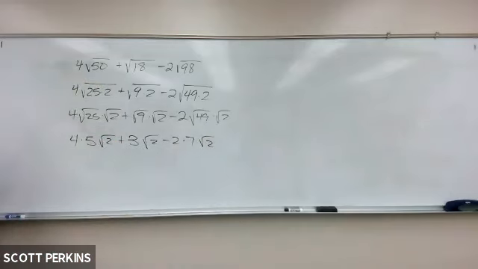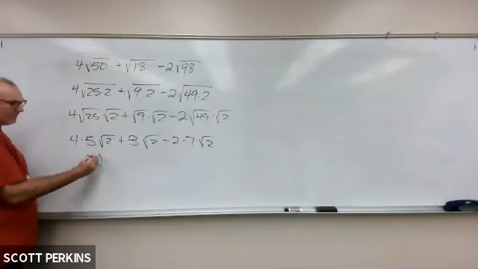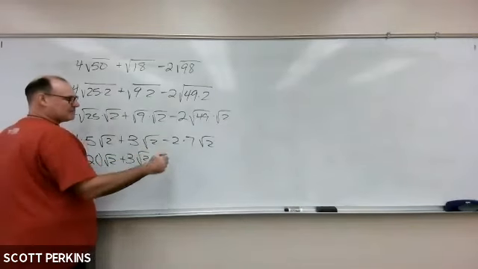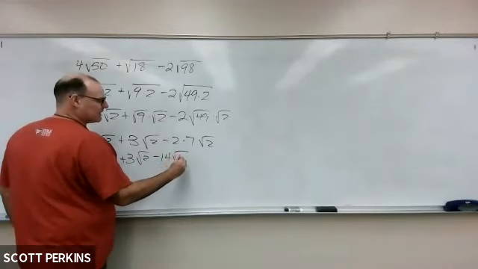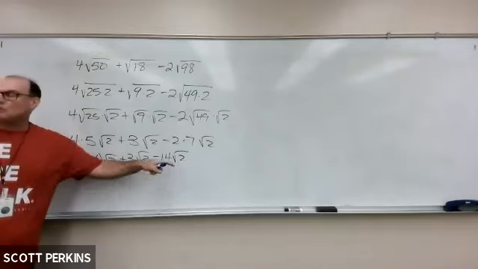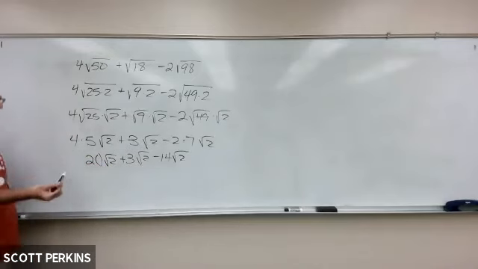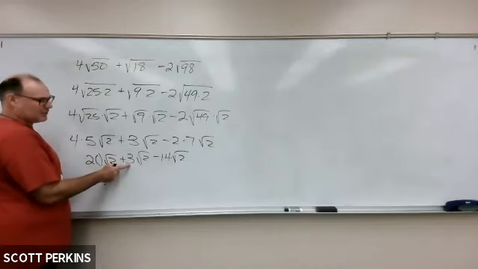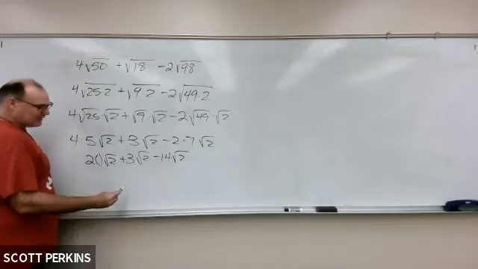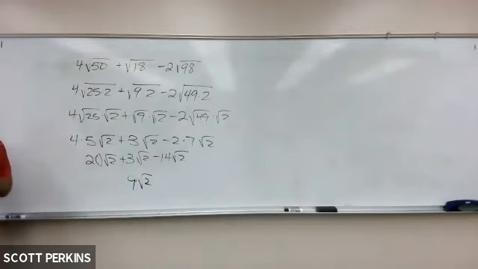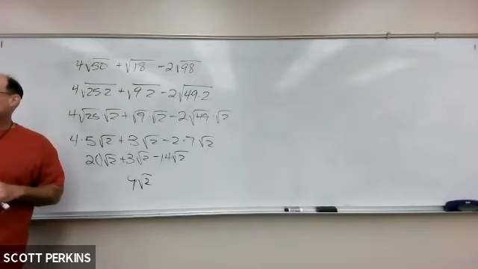So now those numbers that are outside the radical, I can now multiply. So 4 times 5 is 20. And then negative 2 times 7 is negative 14. They're all like terms. They all have square root of 2 as part of them. So that makes this nice and easy to clean up. So 20 plus 3 is 23. 23 minus 14 is 9 square root of 2. There we go. Any question?